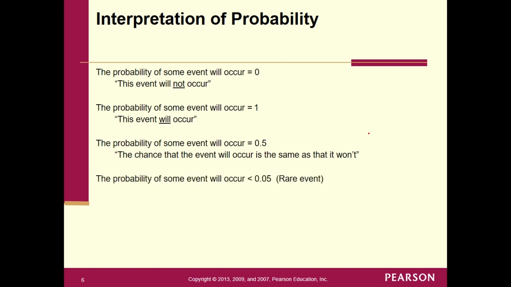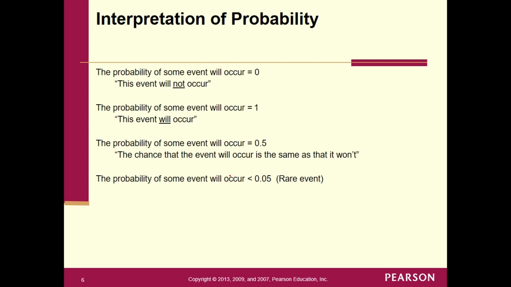So the probability that some event will occur, let's say it's less than 0.05. This is what we call a rare event. And so it's not 0. By the way, I probably should have said that the probability is greater than 0 here, but less than 0.05. I probably should have updated some notation there. But that's what we're talking about. It's greater than 0, but less than 0.05.